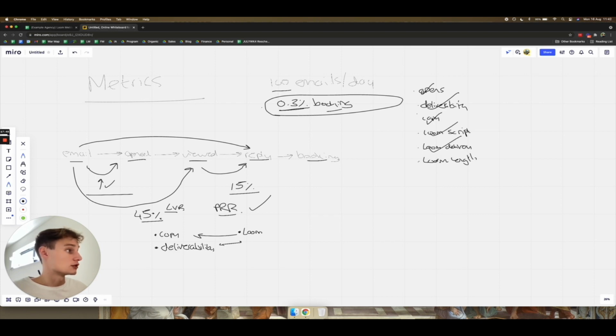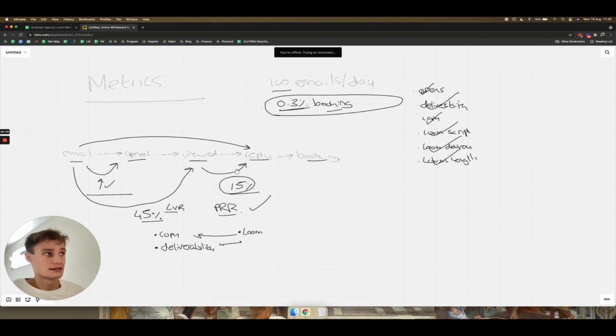We know the issue isn't the Loom delivery, and it's probably not the Loom length, because this is a really strong positive reply rate. And if we had an issue with one of these three variables, then we'd probably see a tank in results. And so you might be thinking at this point, okay, well, we've got a 15% positive reply rate. How is it the case that we've only got a 0.3% booking rate?